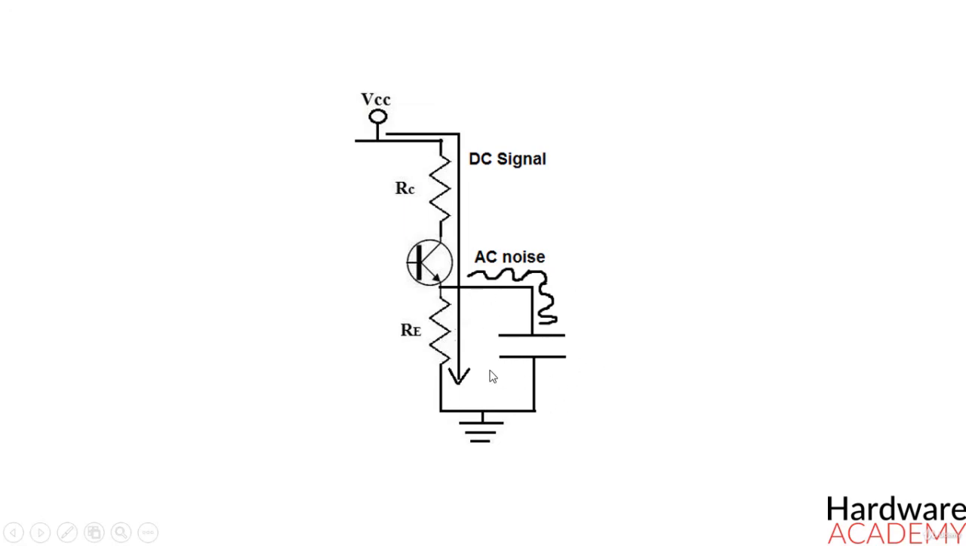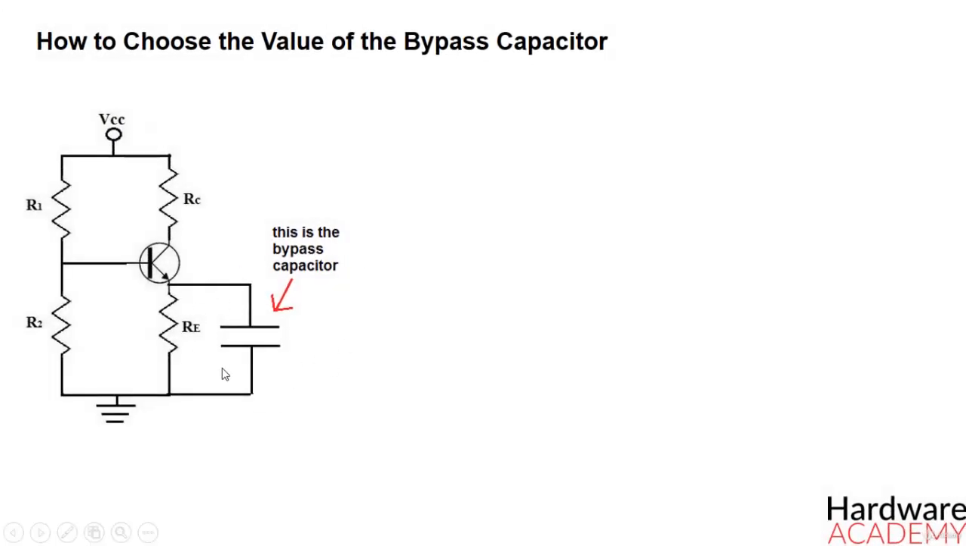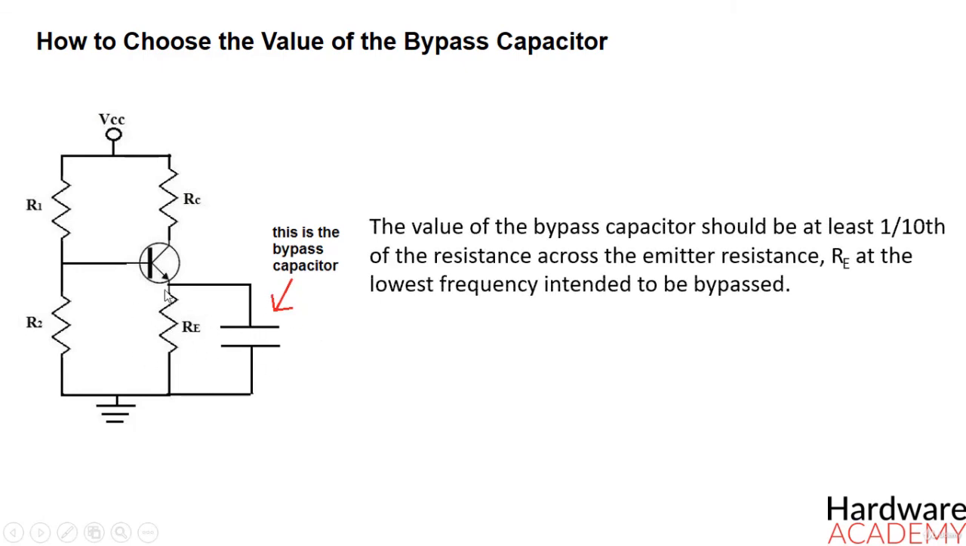Now you may wonder how to choose the value of the bypass capacitor. As a rule of thumb, the value of the bypass capacitor should be at least 10 times smaller than the resistance across the emitter resistance, which is RE, at the lowest frequency intended to be bypassed. I think this is all for the moment. We will come back to the circuit in the future, and I will give you further explanations about how to choose the value of the capacitor and how this circuit works and what's the purpose of this circuit.